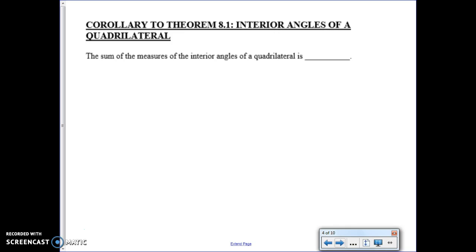Okay, corollary to the theorem, the interior angles of a quadrilateral is 360 degrees. That's just telling you this is one you should know. You shouldn't have to use the rule to get there. We know that a quadrilateral is going to add up to 360.